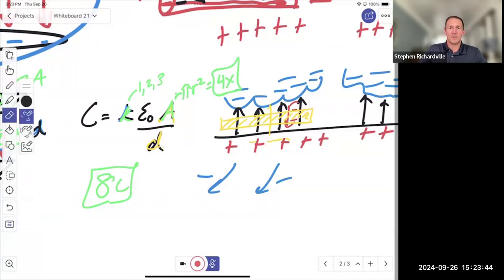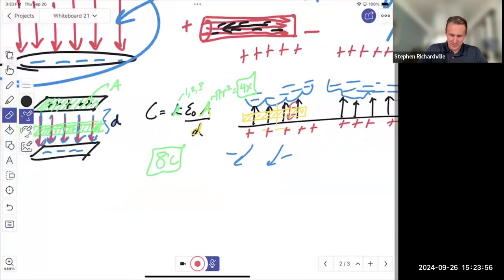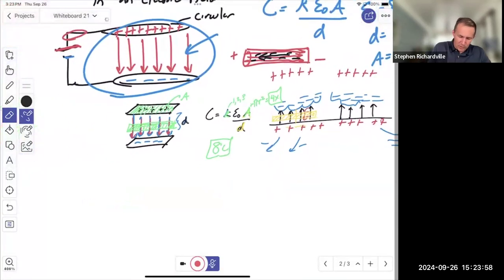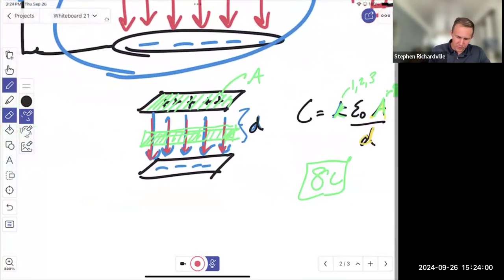Cool? If I double the area and double the distance between, it's the same capacitance. But if I doubled the diameter, that'd be 4 times for a circular thing. Make sense? Okay. What other equation is super useful for capacitors?